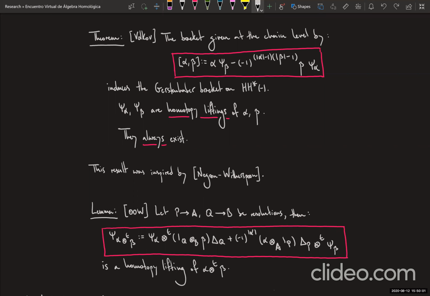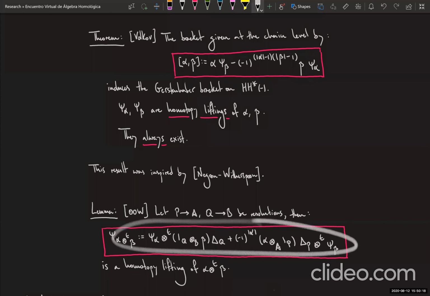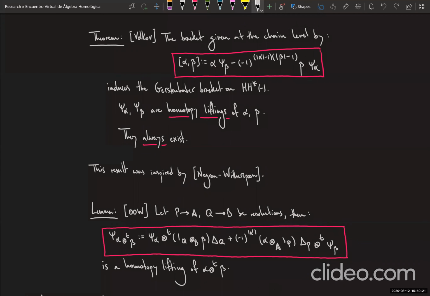Given two resolutions, P and Q, and given two diagonal maps for those resolutions, delta Q and delta P, we found that this formula gives an explicit homotopy lifting of the cocycle that we find by twisting alpha and beta, where alpha and beta are cocycles of the original resolutions. So the important part in this formula is how explicit it is.